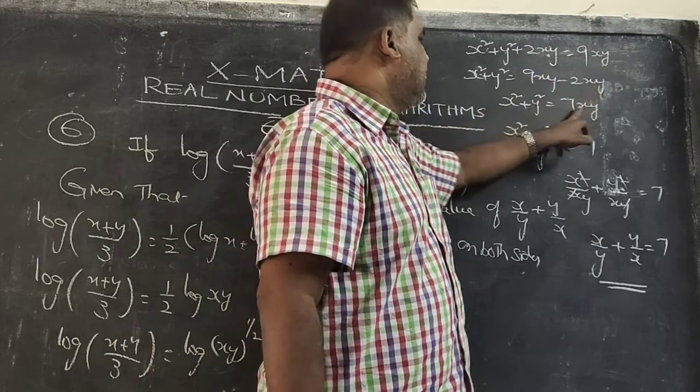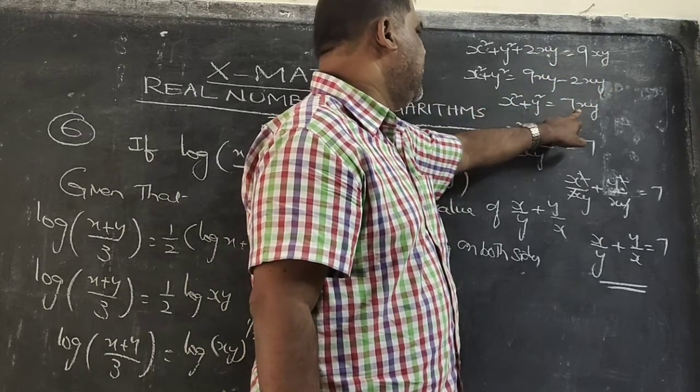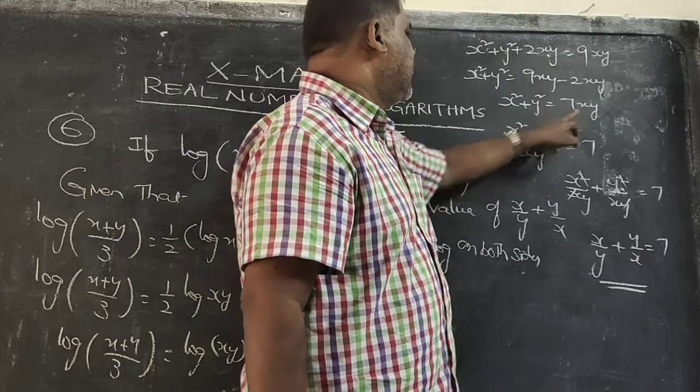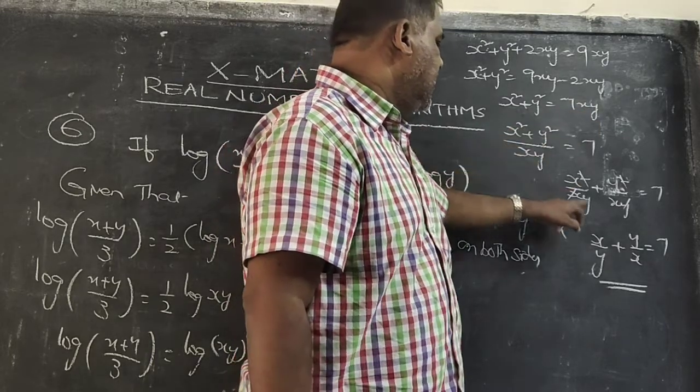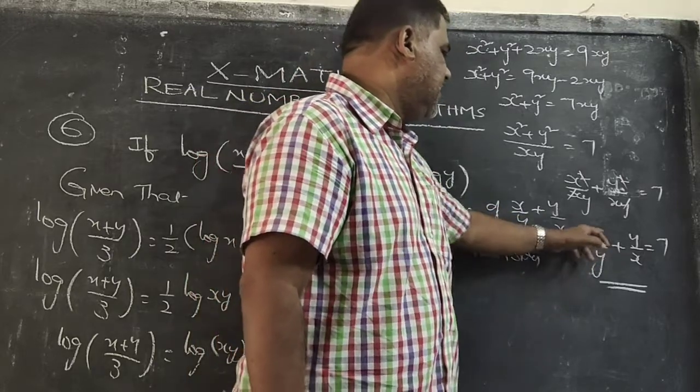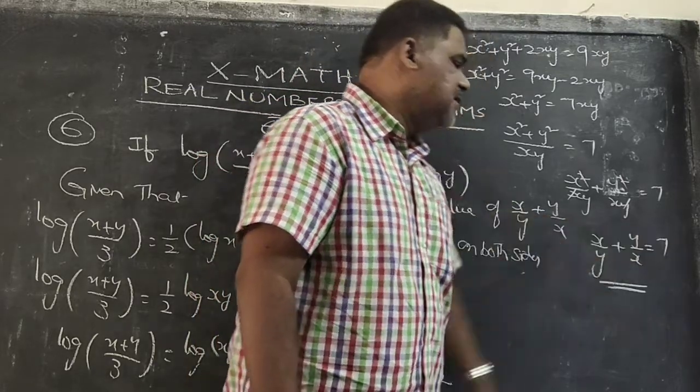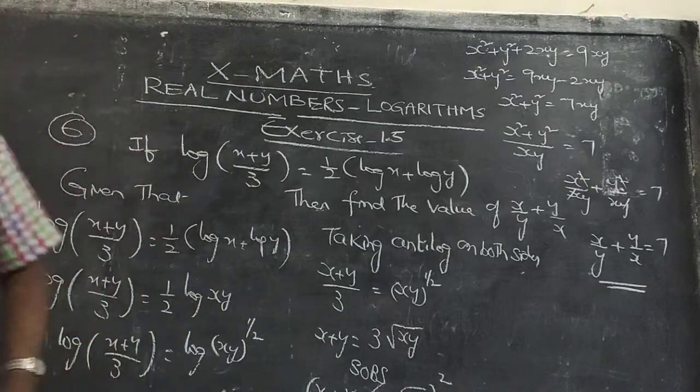Send 2xy, that will become 7xy. Now x² + y², this xy comes here. If you write separately, you will get the result, that is x/y + y/x, answer is 7.